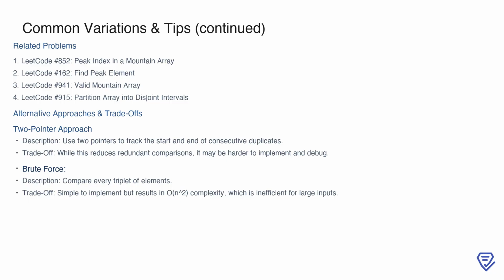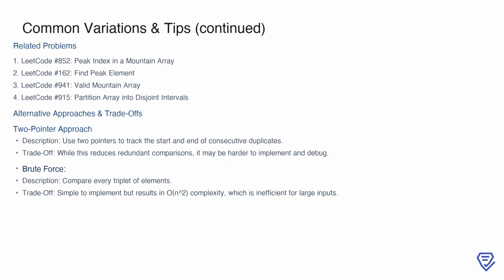This problem is closely related to several others on LeetCode that deal with identifying peaks or patterns in arrays. For example, problem number 852, peak index in a mountain array, and problem number 162, find peak element, both involve recognizing local maxima. Similarly, problem number 941, valid mountain array, and problem number 915, partition array into disjoint intervals, explore variations of array structure analysis.